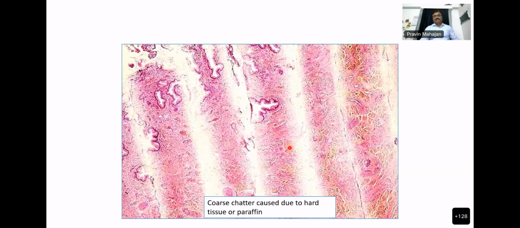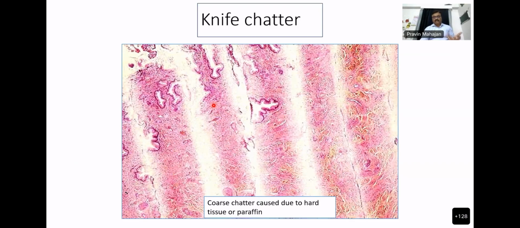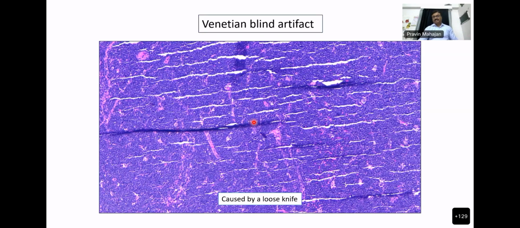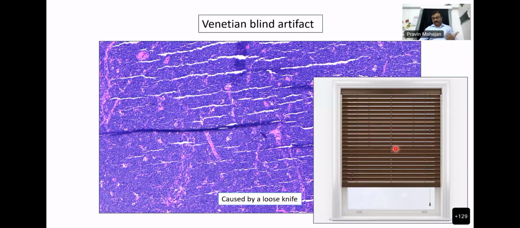This is post chatter, which occurs if you are using a very large tissue like a uterine section or a cervical section and trying to cut it, and you can get such a very big defect, which is called post chatter. These, again, he has already mentioned, are because of a rough cut. This is the Venetian blind artifact, which is already mentioned, and it is caused by a loose knife or a different angle of the knife, so I'm not going into details. Venetian blind is actually the blind which we use in a window. That's how it looks.